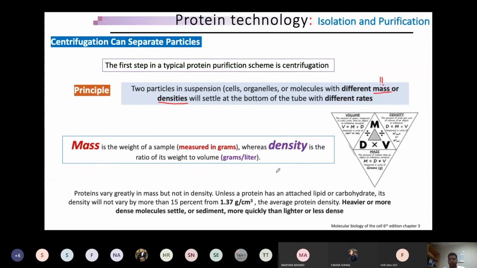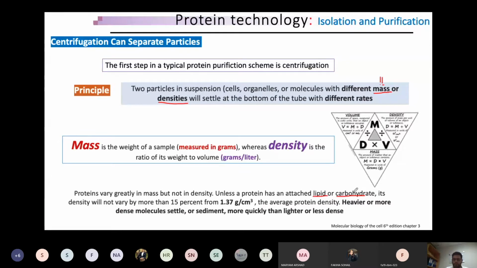So you have all the time 1 liter. So it's a very little, very delicate change which could be measured in density. And of course, it is much easier to measure in terms of mass. So that is why we mostly do it in terms of mass. So unless some proteins are attached to other molecules, for example, carbohydrates or lipids, their densities do not change. So their densities most of the time remain the same.